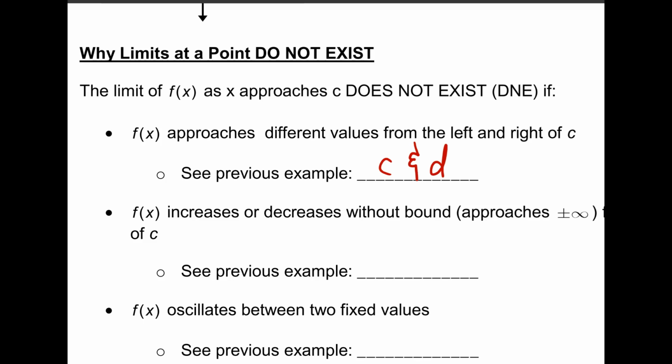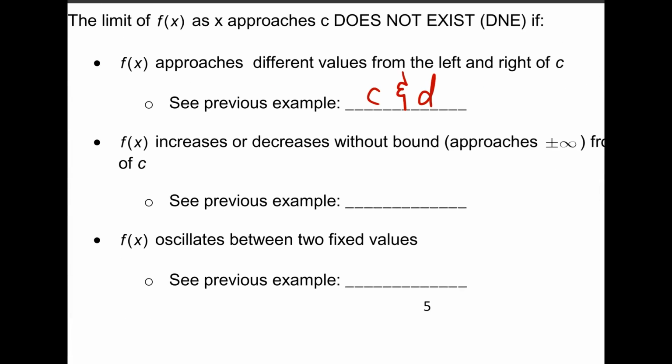All right. If the function increases or decreases without bound, so if it's approaching positive infinity or negative infinity from the left or right of the number in question, this is exactly like E. What about D? Well, it's not approaching the same. It's not both increasing without bound or both decreasing without bound. And we already took into account the case where they're not going to the same number. D goes to the first one, E goes to this. And then if it oscillates between two fixed values, this is example F. These are the cases when the limit will not exist.